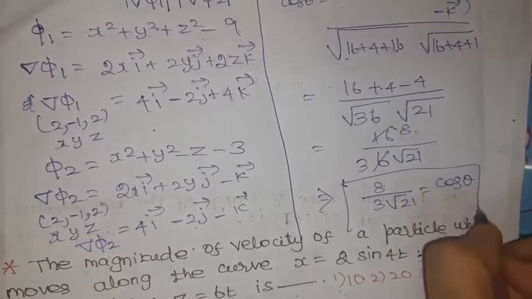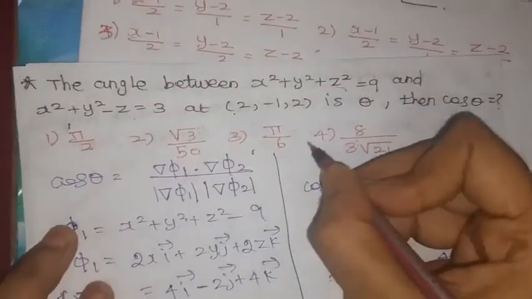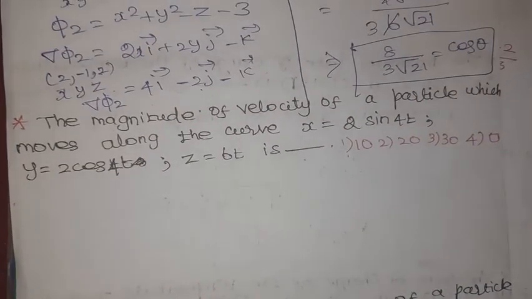So only the cos theta value is asked in the problem. So 8 by 3 root 21 is the correct one. We'll move on to the next problem.